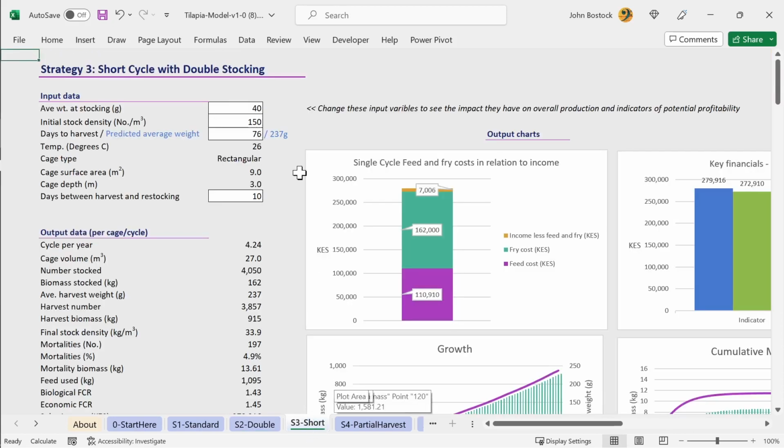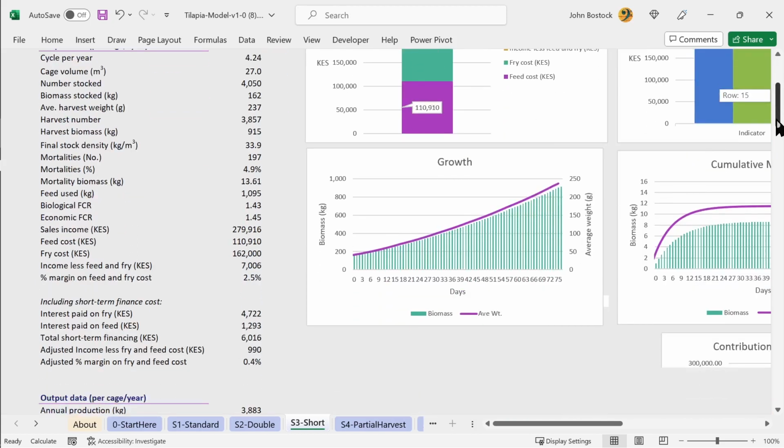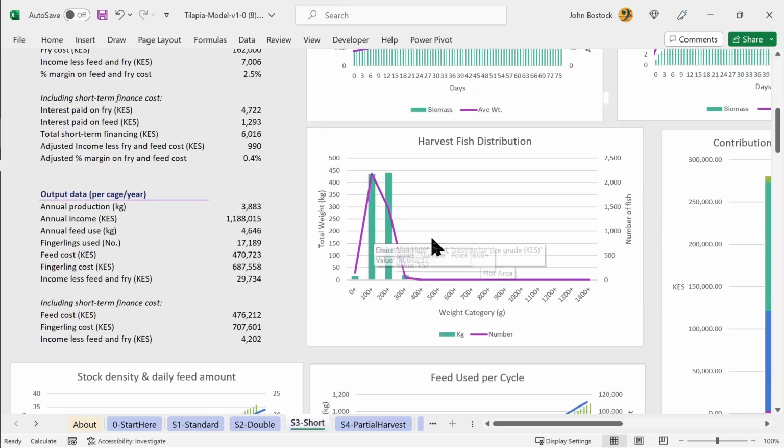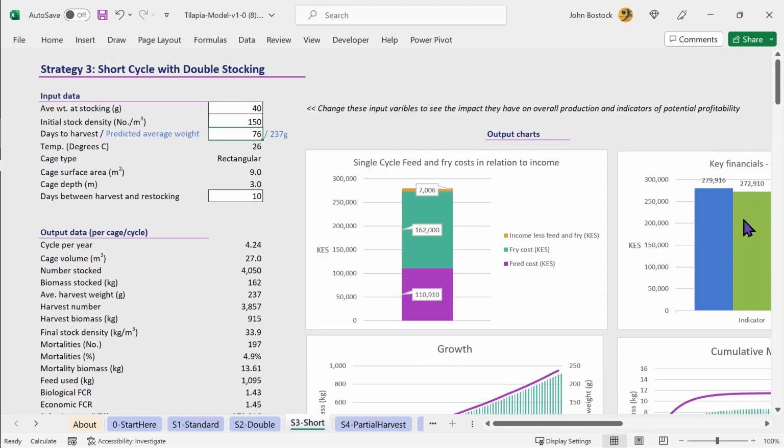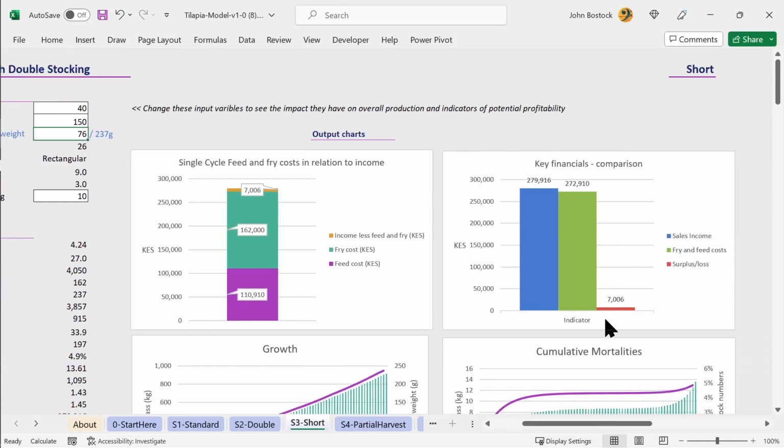In the S3-short scenario sheet, the double stocking rate has been maintained, but the culture period has been reduced to keep within similar stock densities to the first standard scenario. This leads to a harvest of smaller fish at lower value. If you compare this with the standard strategy on the previous sheet, you'll see that the margin obtained falls as a percentage of total turnover. However, the risk of serious losses is reduced by shortening the culture cycle, and the fish may be easier to market locally. It also means less financial outlay before income can be realised, i.e. better cash flow.